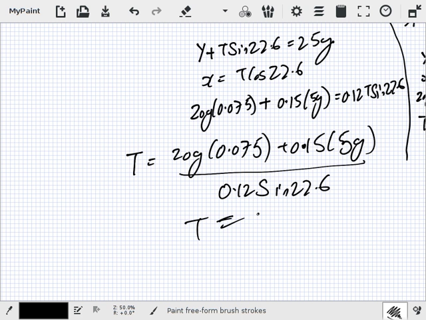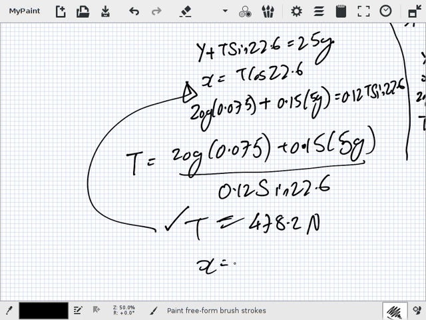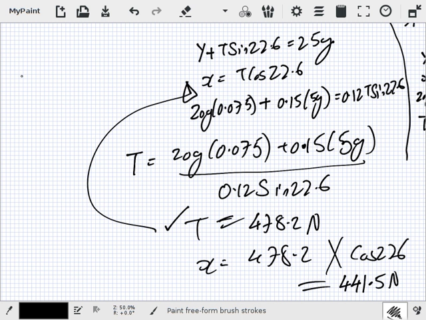478 by 2? 478.2. Oh, 0.2, sorry. Okay, so we got our T. Then we can put that back in to get the X. So the X would be 478.2 times cos 22.6. So that gives us the X now, which is 441.5 newtons. And then finally we can get the Y.